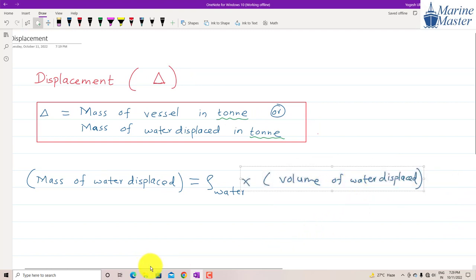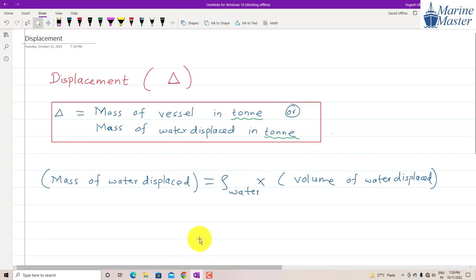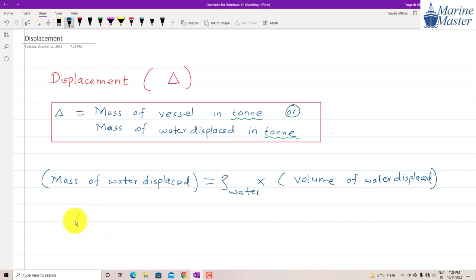So in this way, we will get the mass of water displaced. The mass of water displaced means our displacement, that is delta, and delta will be equal to the density of water into the volume of water displaced. How do we denote the volume of water displaced? By using this symbol. So the mass of water displaced is delta, and that mass will be equal to rho, that is density, into the volume of water displaced.